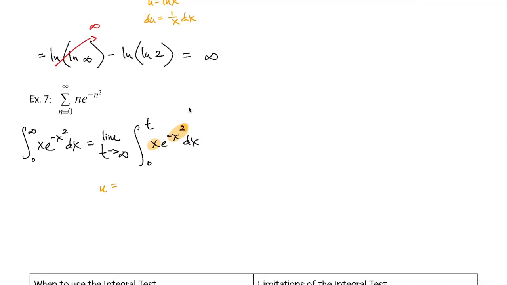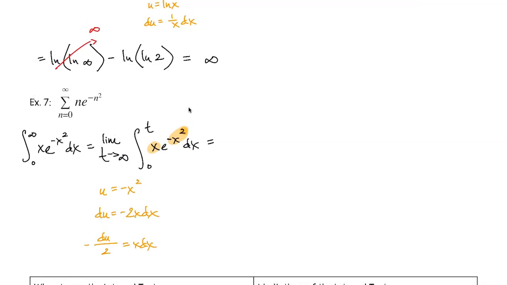Some people only take the x squared as the u. I like to just take the whole power, but it doesn't really matter. That's up to you, okay? And then du will be negative 2x dx, and negative du over 2 equals x dx. And so now I can say that I have a negative 1/2 times the limit as t approaches infinity of the integral from 0 to t of e to the u du.